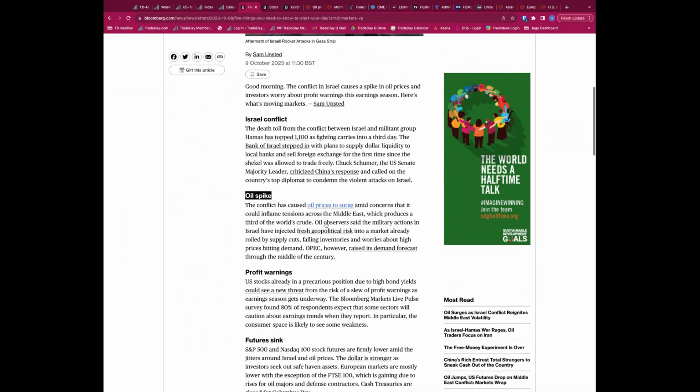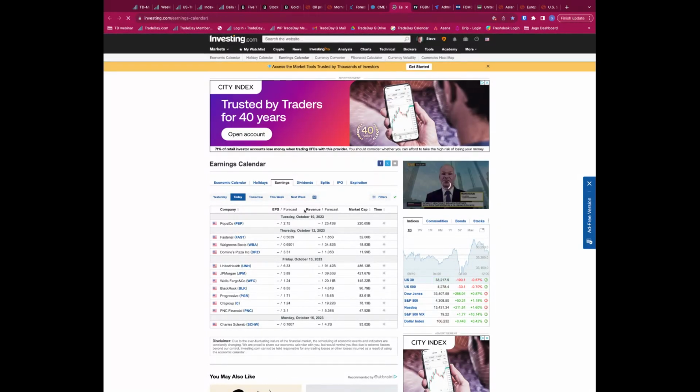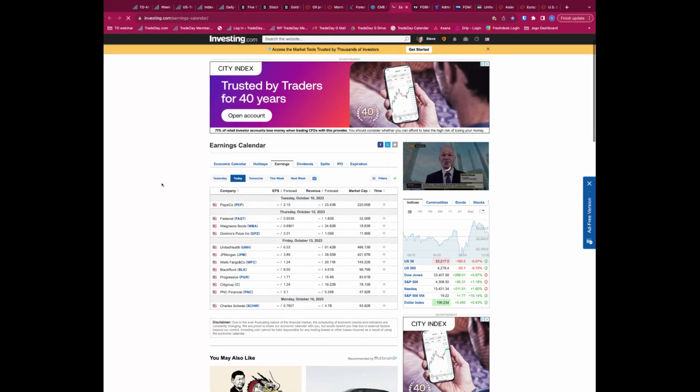Basic economics 101. US stocks already in a precarious position due to high bond news. This is something I wanted to mention as well. While we're on the calendars, where are we here? Earnings. So earnings season kicks in this week for reporting for the third quarter, as we are at the beginning of the fourth quarter.